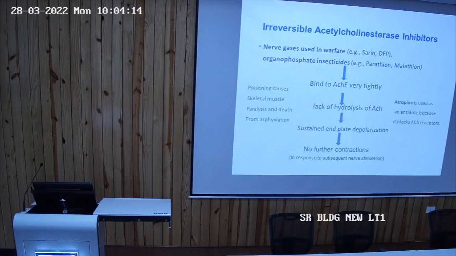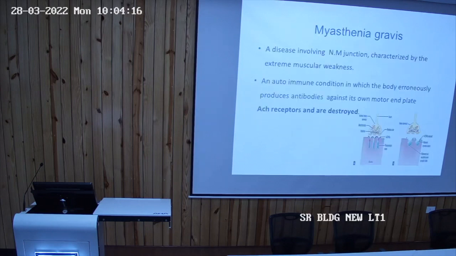Myasthenia gravis is characterized by extreme muscular weakness. Obviously, as we have discussed, the acetylcholine receptors will be destroyed, and also the receptors will be destroyed, this folding starts becoming flat. This folding starts getting flattened. So there will be no functioning receptors.